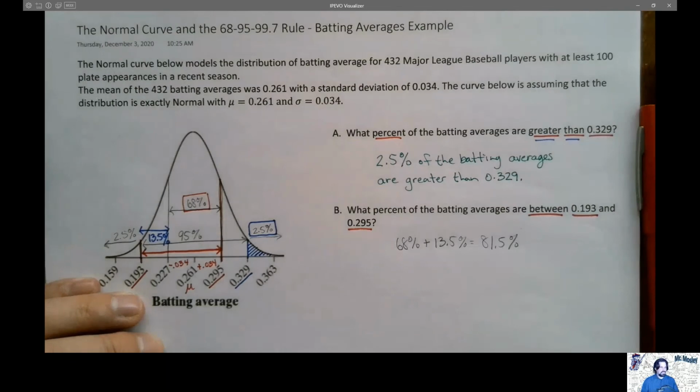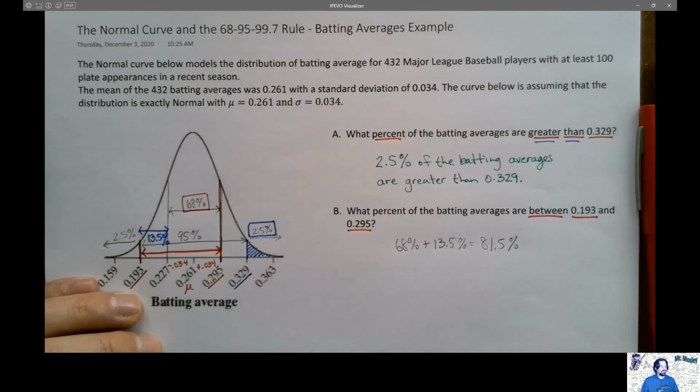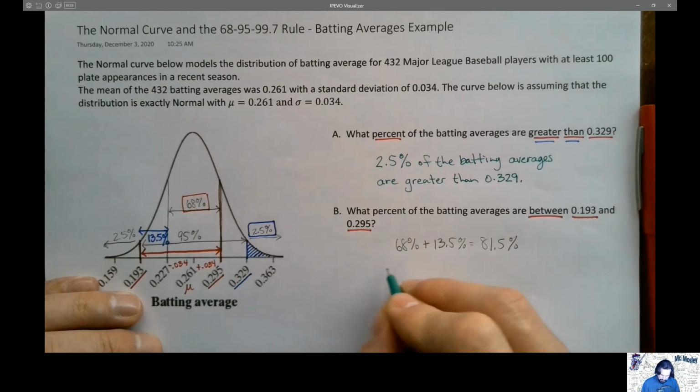So we get our solution again, just using the 68, 95, 99.7 rule. We don't have to do any other calculations, which is super helpful. Makes it easy. And we get the solution.